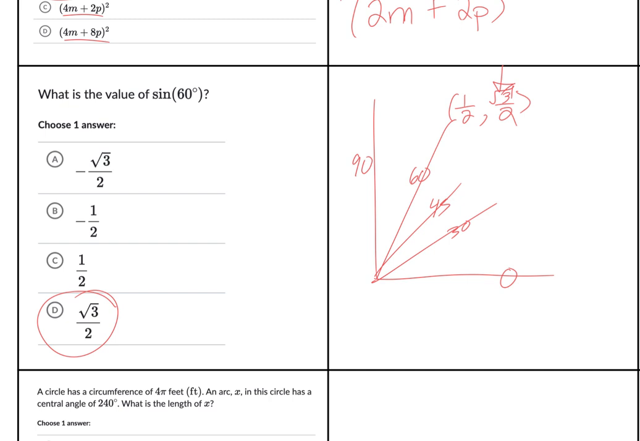Now if you have a calculator and you type sine of 60 in and you get a decimal, you would have to go through and figure out which of these match. Now it would be positive, and it's obviously not 0.5, so it shouldn't be too hard. But that's where this comes from.